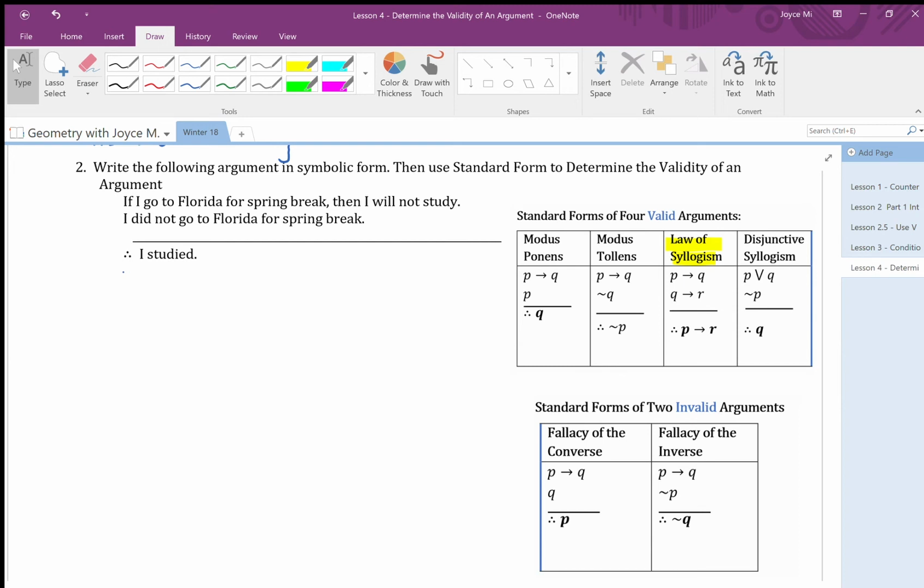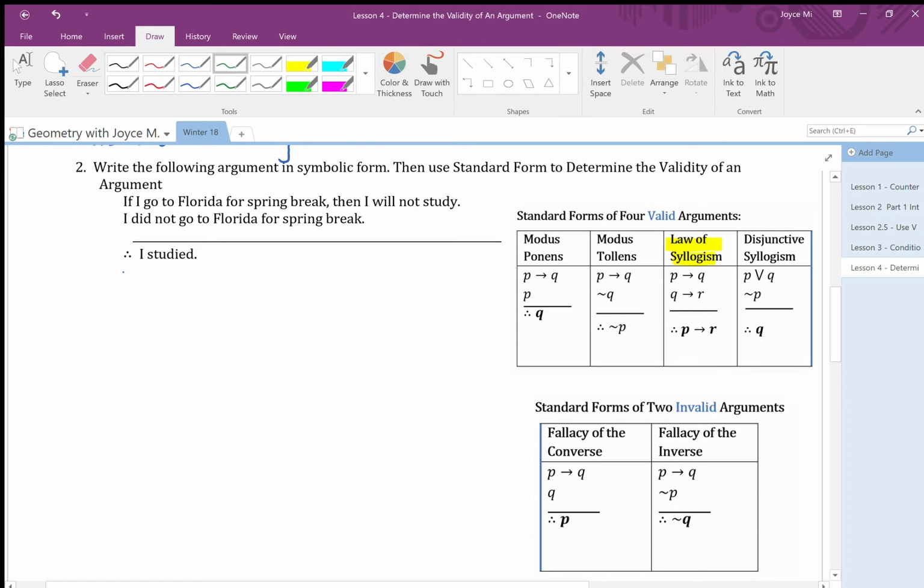Lesson 4, Part 2. Write an argument in symbolic form and then determine whether the argument is valid or not using standard form. Okay, so let's look at the argument here. In this argument, we have: if I go to Florida for spring break, then I will not study. I did not go to Florida for spring break. The conclusion is I study.